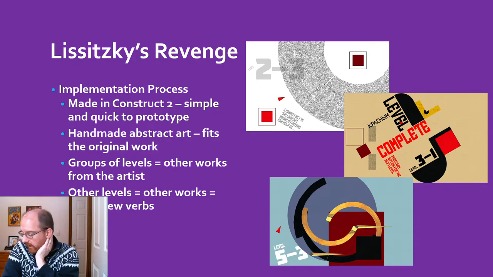Groups of levels. So once I got the first poster figured out into a game level, I was like, well, what other levels can I do? That's kind of fun. So I looked at the catalog of Lazisky and other stuff that he'd made, and I turned a bunch of his artworks into different levels. So every world of the game is a different artwork.